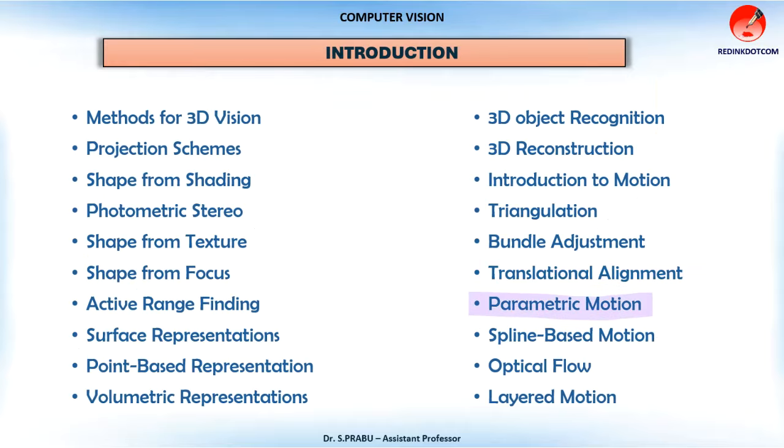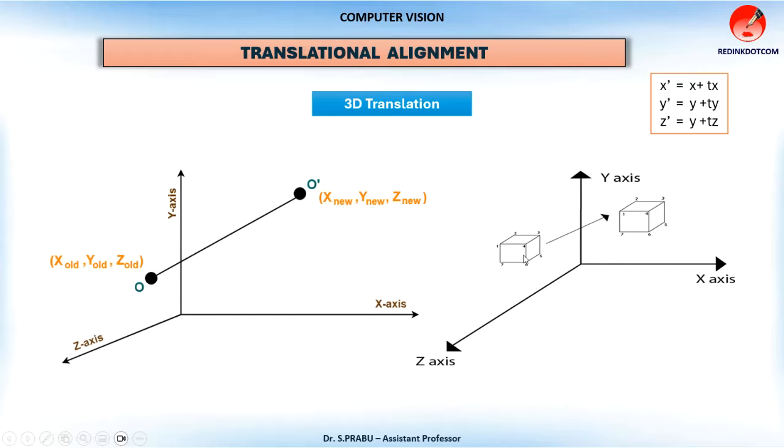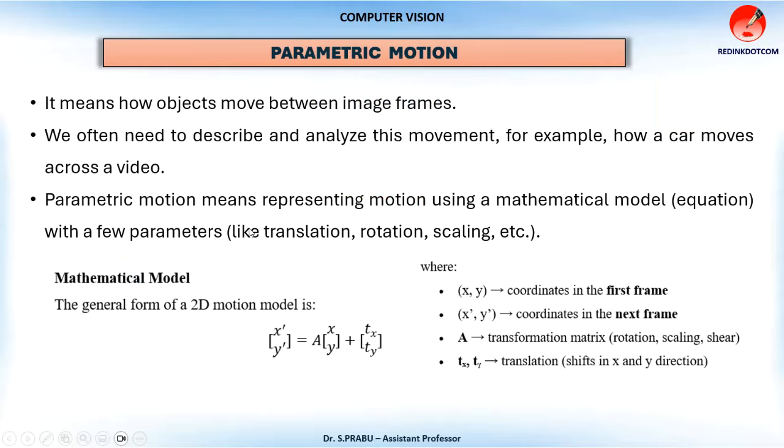The next topic is parametric motion. It represents the motion using a mathematical model by means of translation, rotation, scaling, etc. From the previous topic, we can visualize how objects can be moved from one place to another. In the same way, the object may be rotated, the object size may be changed, and the object may be distorted. For any one of these methods, the object's variations can be identified as motion.